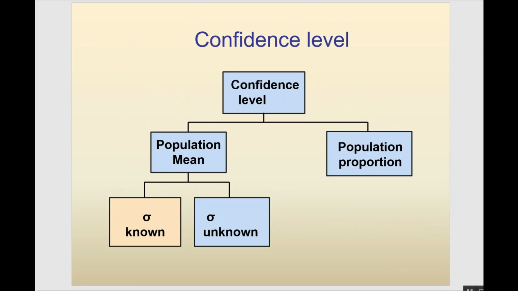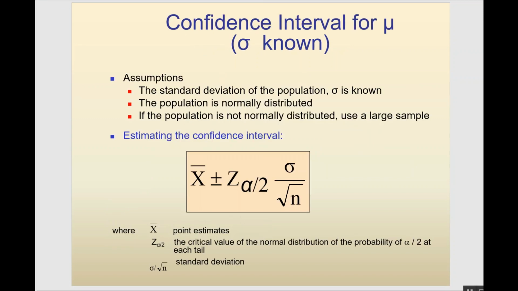Okay, so basically, for the confidence level, we have the population mean, which we learned in a previous lecture, and the population proportion. In the population mean, what does this symbol mean? This is standard deviation, or standard error, if it is unknown, and the situation where we know the value of the standard deviation. So basically, the confidence interval for mu, or population mean, if your standard deviation is known, how do you estimate the confidence interval?